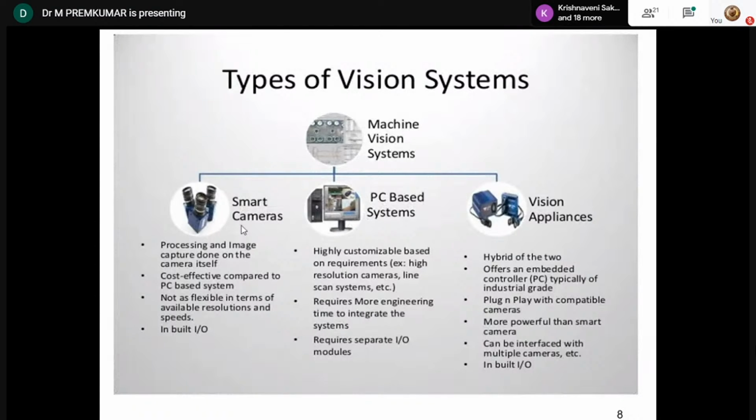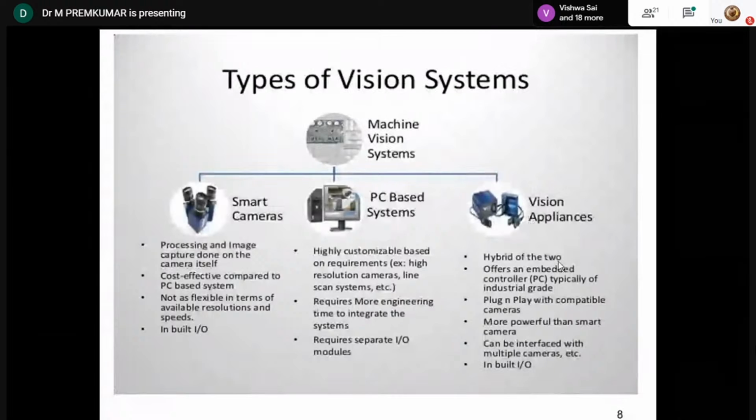In smart camera based machine vision application systems, processing and image capture is done on the camera itself. So this is a cost effective system. Everything will be done within the input and output sections and the memory section present in that particular camera itself. Whereas in PC based systems, you need to have extra software, which is highly customized through any particular platform. So you can capture the image, you can process, and you can further retransmit.